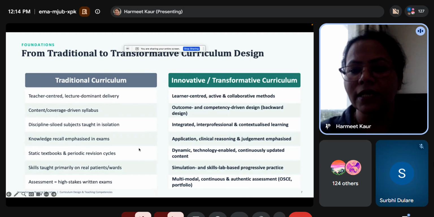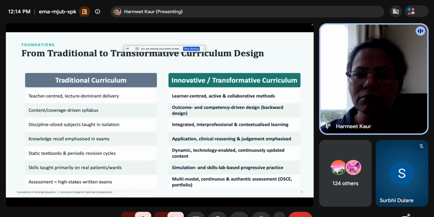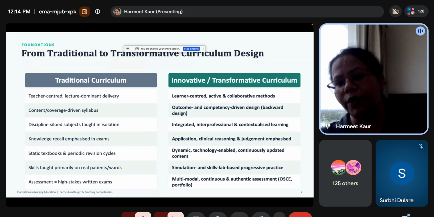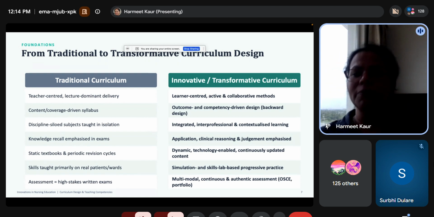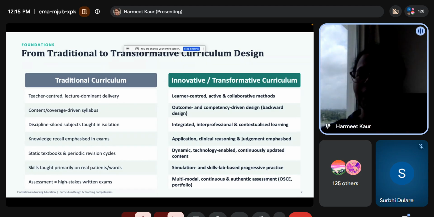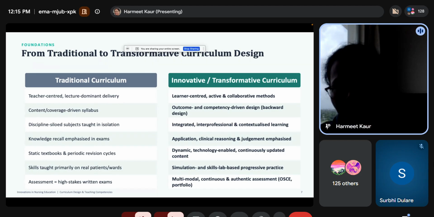Okay, then simulation and skill lab based progressive practices. Now it is good that the Indian Nursing Council has come up with competency domains, and they have made it mandatory that simulation hours have to be included. 30% of your total clinical hours can be completed in simulation. Make sure that once the student has completed that subject fully, at least 30% of your clinical hours should be utilized in simulation, where students can actually learn clinical reasoning and clinical decision making, right?